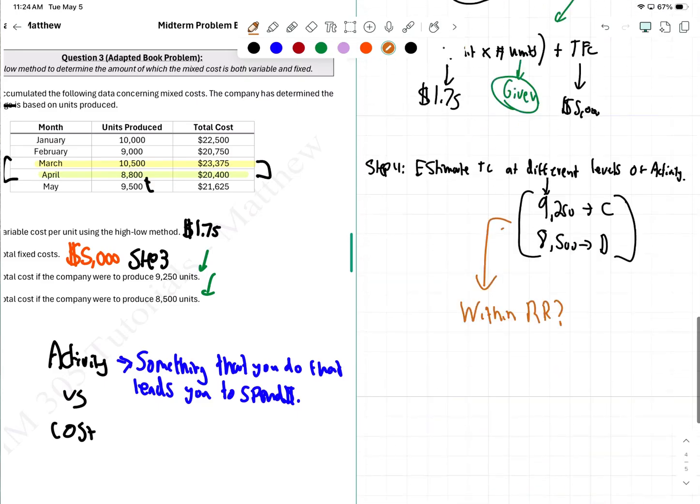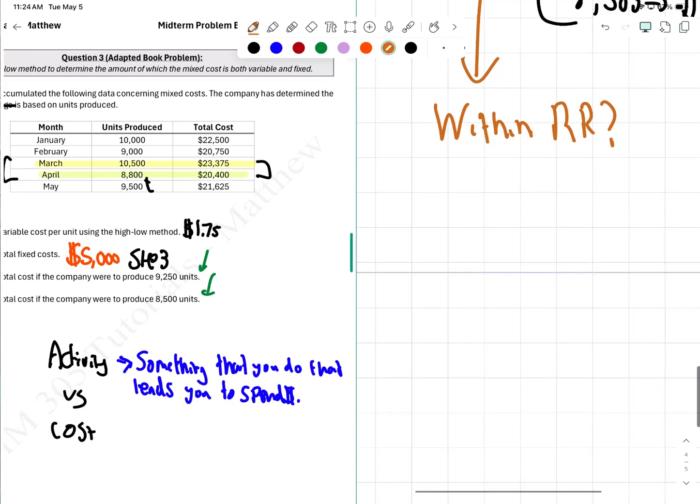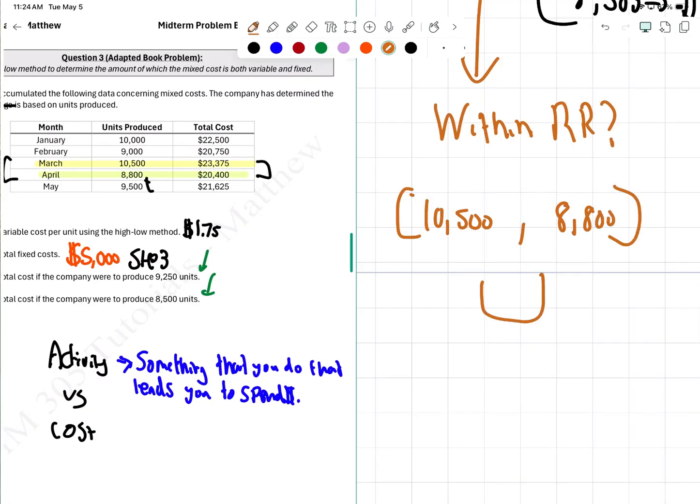Our relevant range, guys, and let's bring it back over here, is between 10,500 and 8,800. So, guys, if it's within the range, we can estimate. But if it's not, then you actually can't even answer the question. You can't even answer.